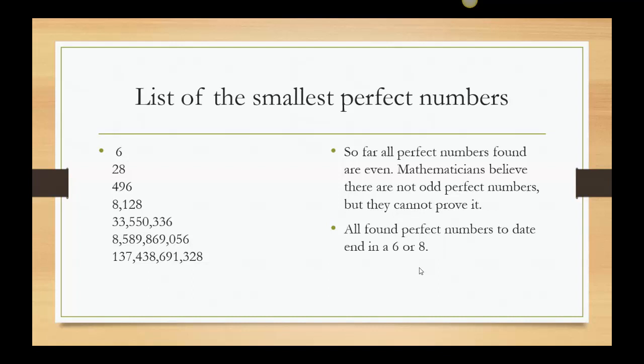What's interesting is so far all perfect numbers that have been found are even. They are also always ending in 6 or 8 that we found so far. So mathematicians believe there are no odd perfect numbers, but we can't prove it, just like we couldn't prove the Goldbach conjecture. And so far, as they've been discovering, they haven't found any that don't end in 6 or 8, which is just kind of interesting too.